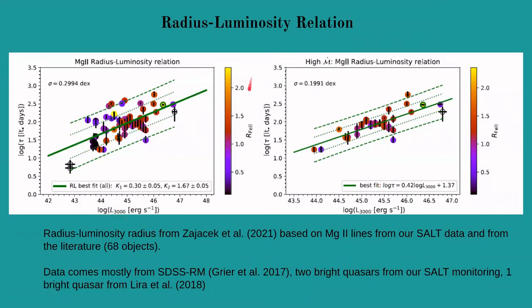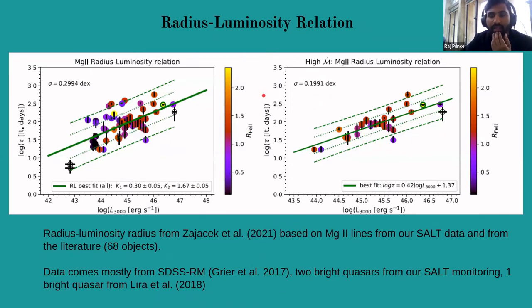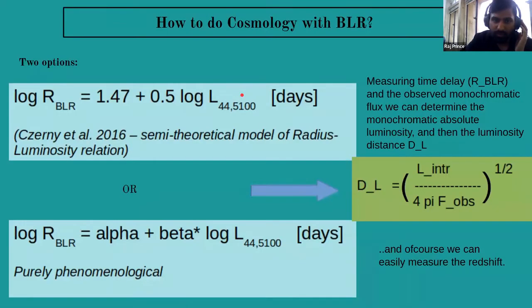May I ask a question? Yes, please. This radius-luminosity relation, what is the origin of it?